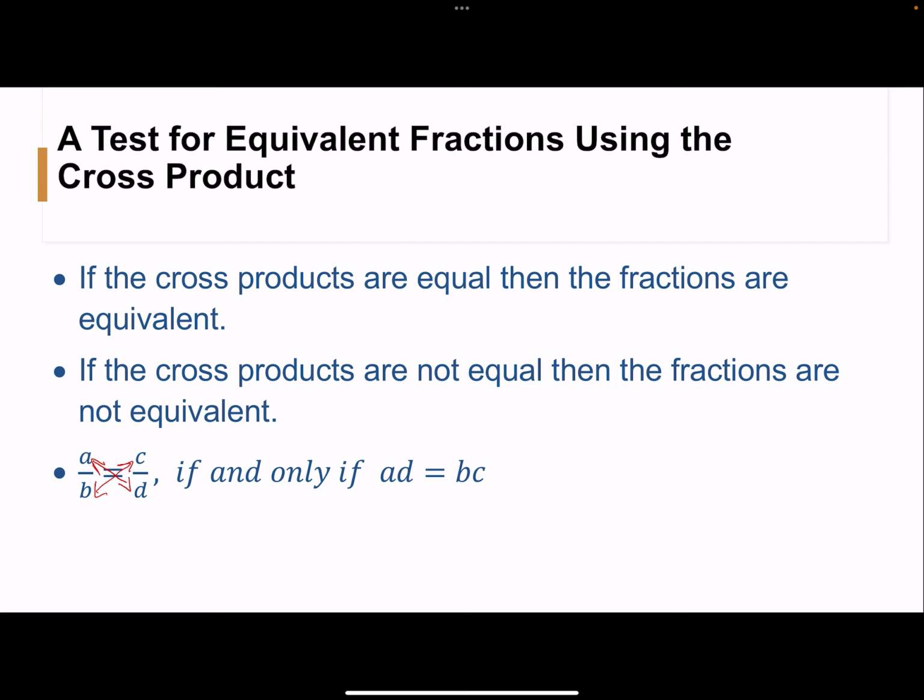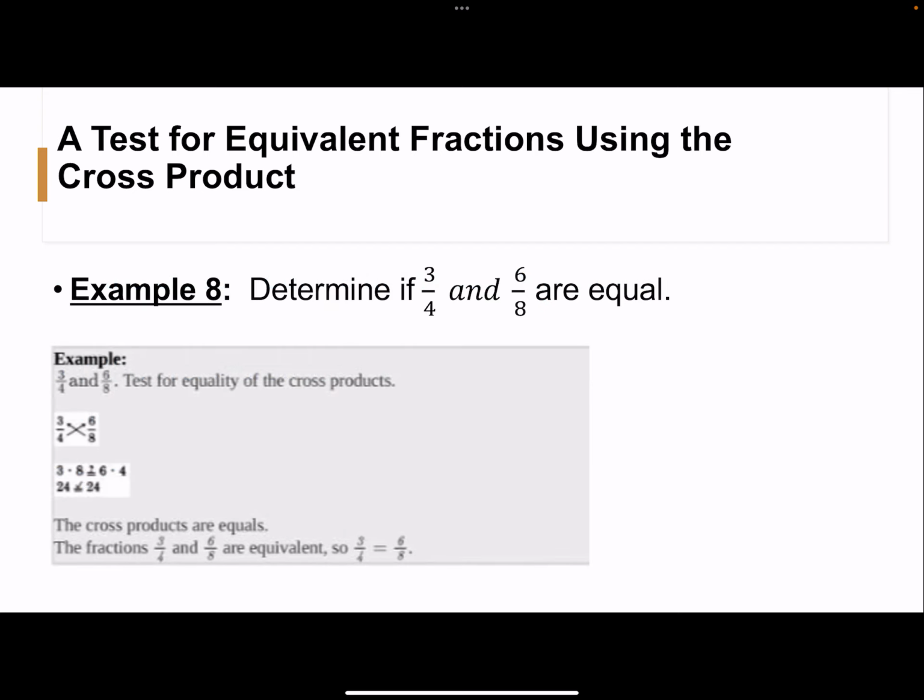So let's practice these. Example 8 says determine if 3/4 and 6/8 are equal. All we have to do is cross multiply. 4 times 6 is 24. 3 times 8 is 24. And 24 equals 24. So yes, they are equivalent.